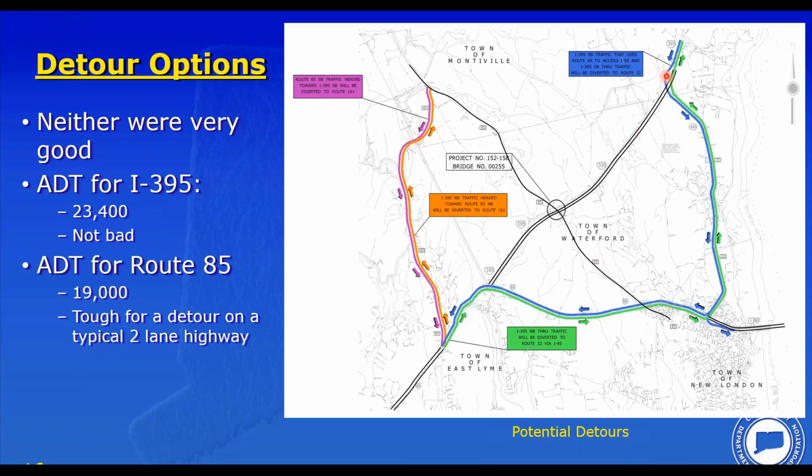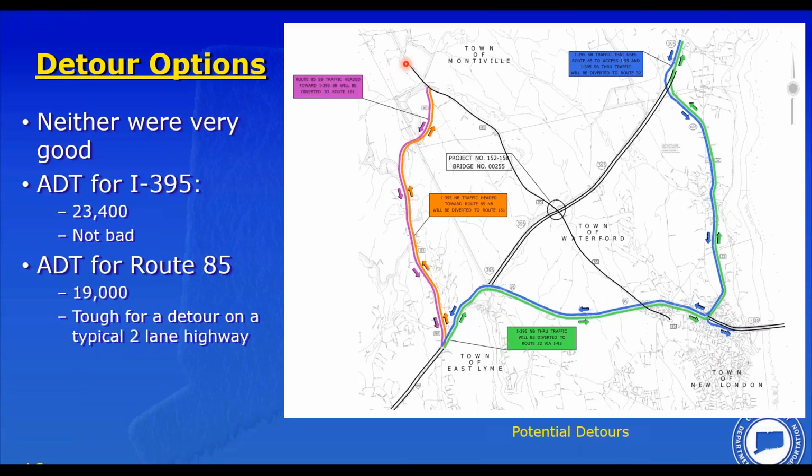So this is the project site shown in a roadmap showing potential detours that were studied early in the design. One option was to close 395, one of the full replacement options, close 395 and detour it down this route 32, which is a fairly decent road. I believe it's a 4-lane road, but it's got traffic signals and it's a little slower than your typical limited access highway, and get traffic around that way.